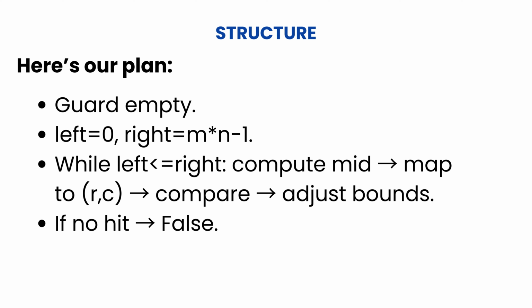Structure. The plan is straightforward. Guard against empty inputs, set left to 0 and right to m times n minus 1, while left is less than or equal to right. Compute mid. Convert mid into row and column. Compare matrix at row and column to the target. If it matches, return true. If the midpoint value is smaller, move left to mid plus 1. Otherwise, move right to mid minus 1. If the loop ends with no match, return false.